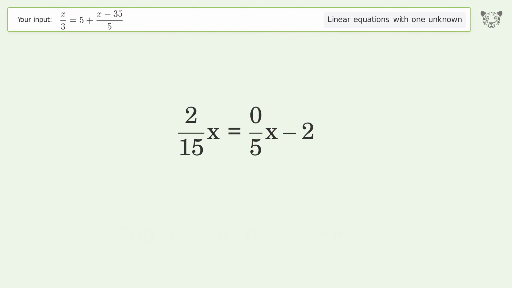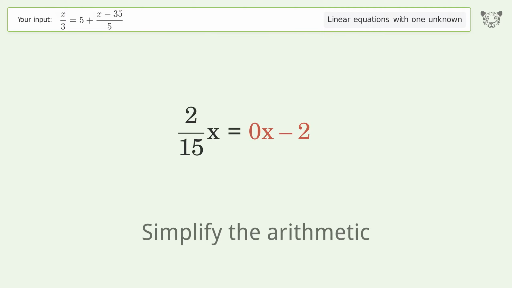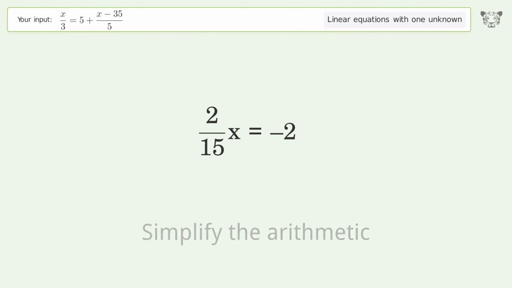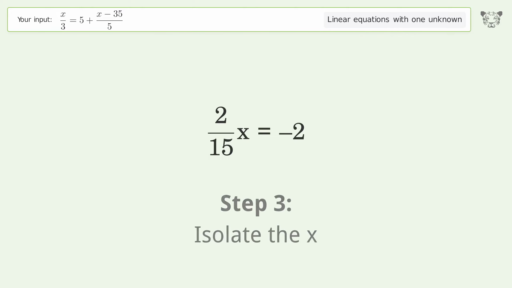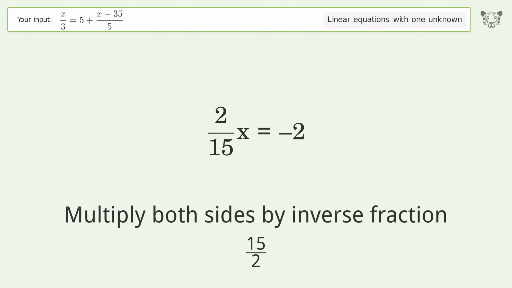Reduce the zero numerator. Simplify the arithmetic. Isolate the x. Multiply both sides by inverse fraction 15/2.